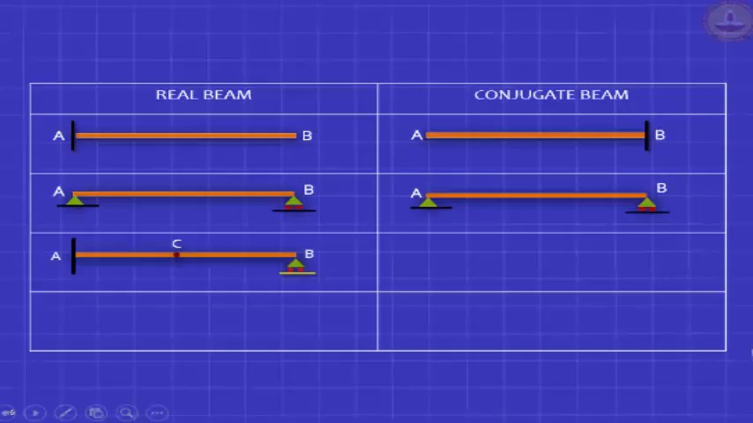Propped cantilever with an internal hinge, well, the fixed end becomes free, the prop remains a prop, and the internal hinge is replaced by an intermediate support where this is continuous. Mind you, luckily for you, all these still remain statically determinate, totally determinate. So it's easy to calculate.